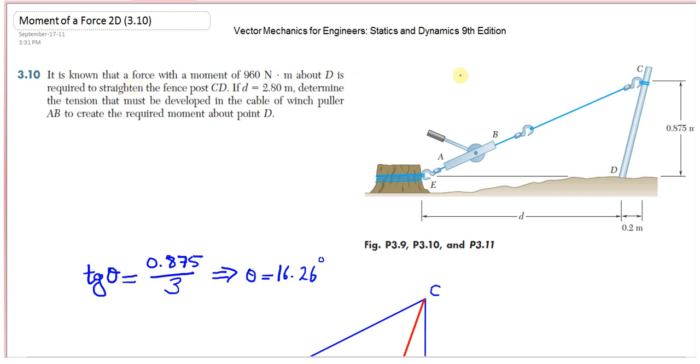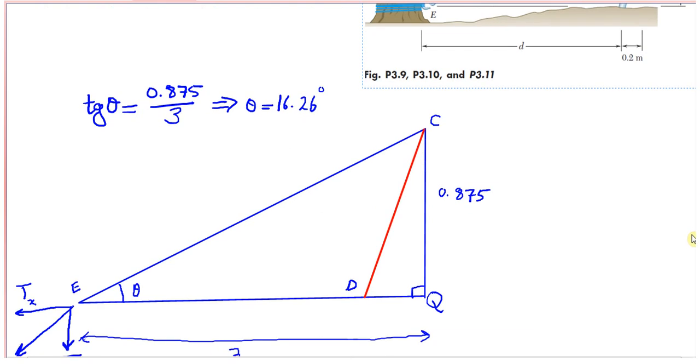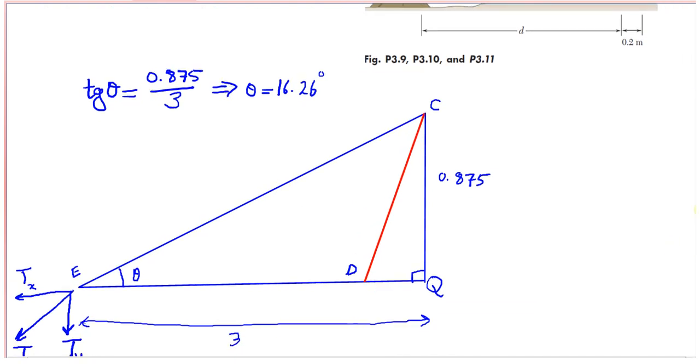of the rope or the string between E and C is unknown, but we know the moment of the force about point D is 960 Newton meter. So it's about D. We're going to find the force at AC. The distance D is 2.8. The first thing we need to do is draw the triangle here and find the angle theta.